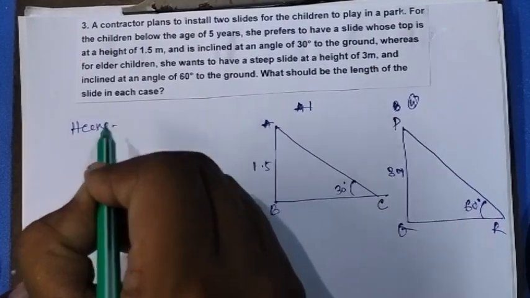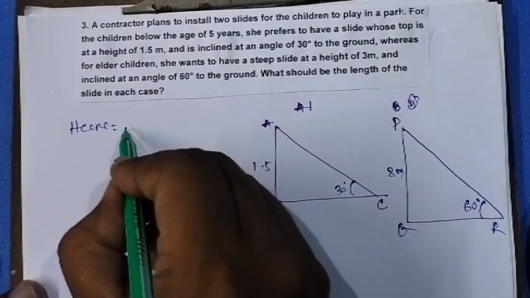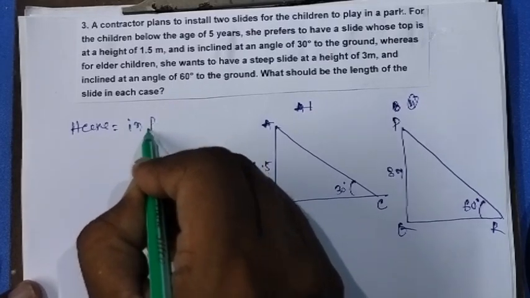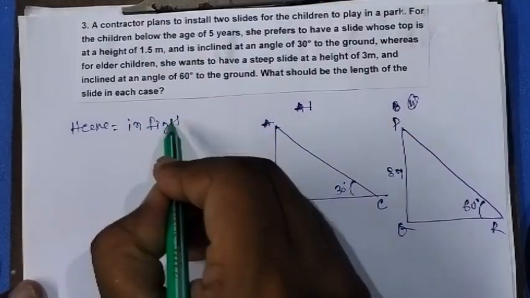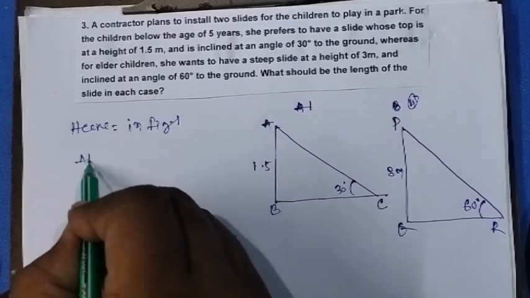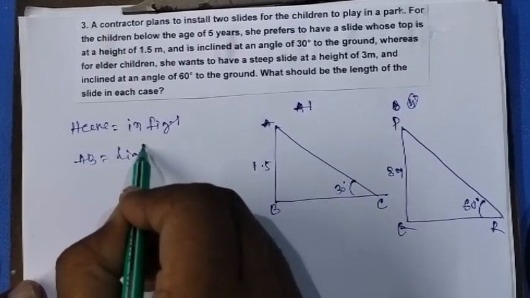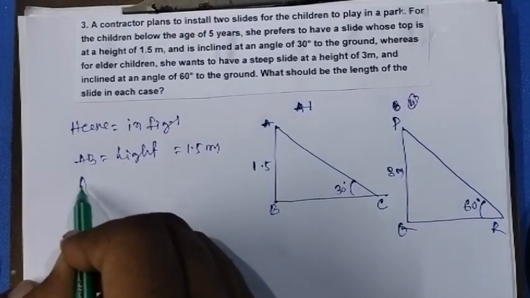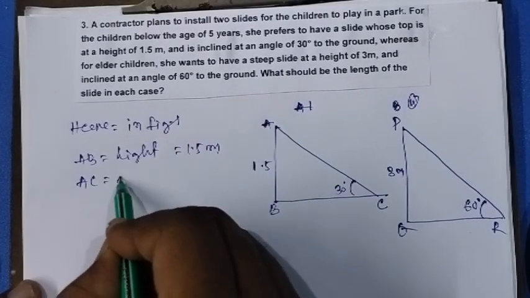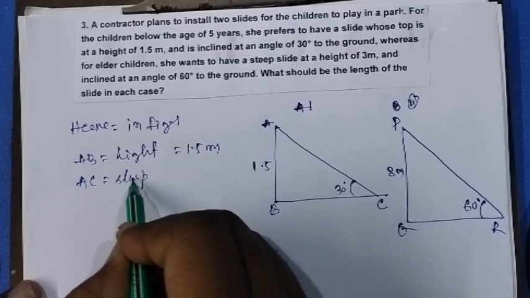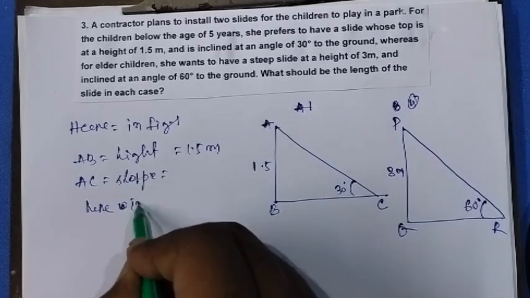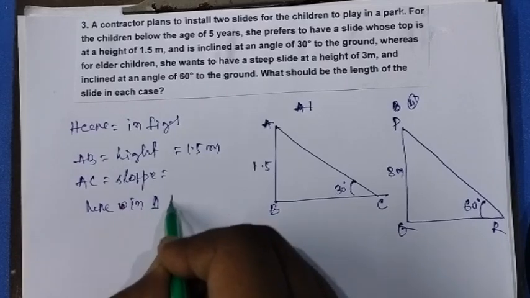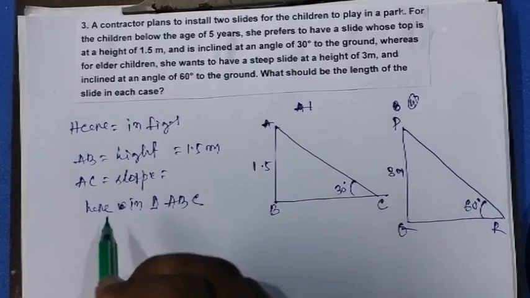Here in figure 1, AB is equal to height, that is 1.5 meter, AC is equal to slope, triangle ABC.